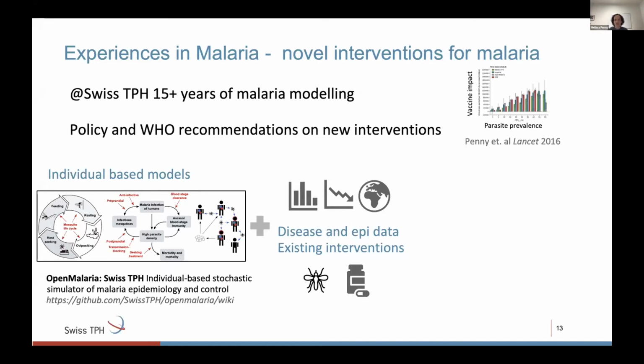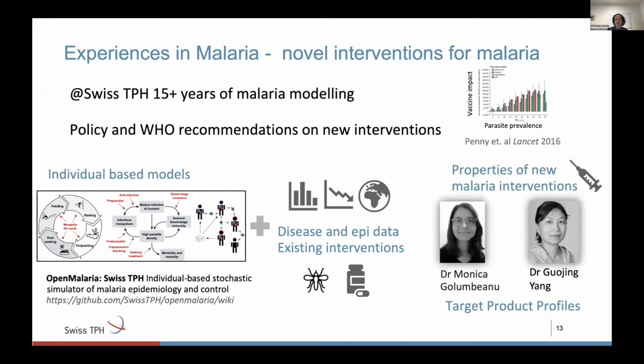There's vector control drugs and so on. We use these models validated and calibrated to extensive data. And we can use these then to apply the approach that I showed you just before to inform target product profiles of new malaria interventions.